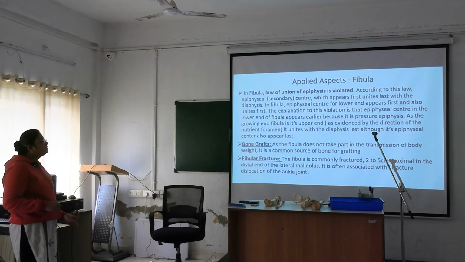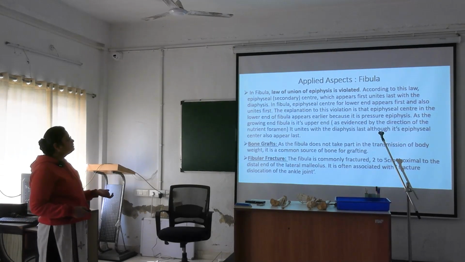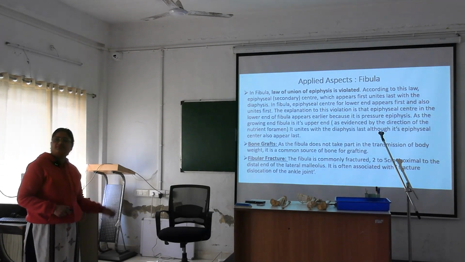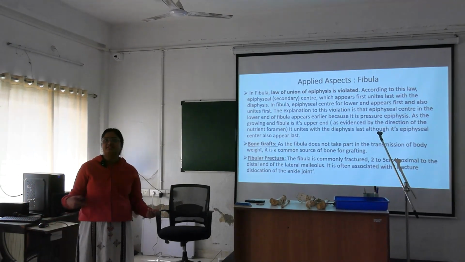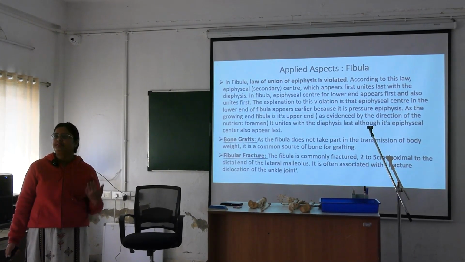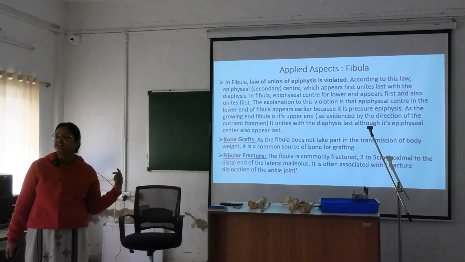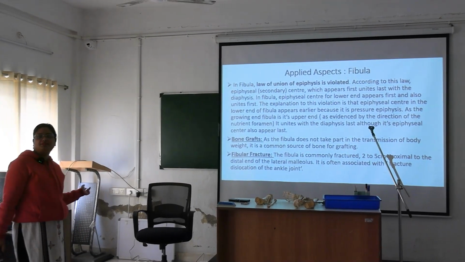And as the growing end of fibula is at the upper end, the upper end fuses last, as evidenced by the direction of the nutrient foramen. It unites with the diaphysis last. The epiphyseal center also appears last. That's why there is violation of the rule. Understood? Due to pressure epiphysis, the lower end appears first, and because of the direction of the nutrient foramen or nutrient artery, the upper end fuses last, as the upper end is the growing end. That's why there is violation. It's very important, an explain why question that very frequently comes.